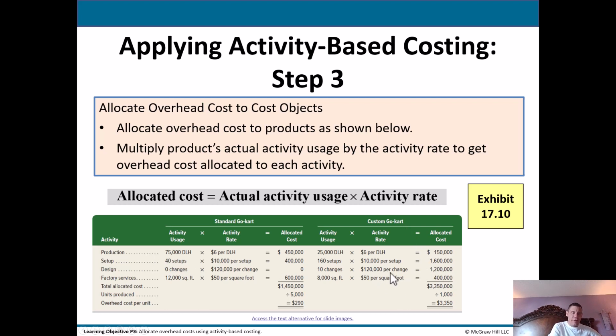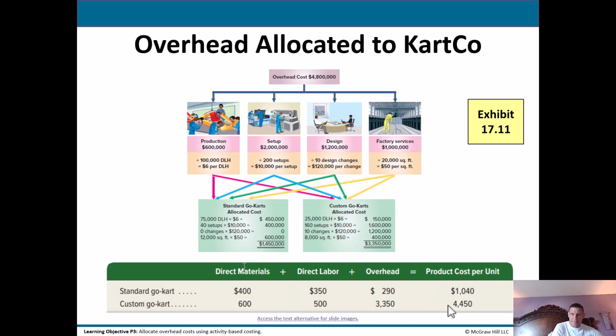So based on this, we have a total allocated cost of 1.45 million for the standard go-kart, and 3.35 million for the custom. Then we just divide it by the number of units produced, which, if you remember, was 5,000 standard go-karts and 1,000 customs. So we get an overhead cost per unit of 290 for the standard. Now look at the difference here. We get a custom allocated per unit cost of 3,350. So again, you can see that's very different.